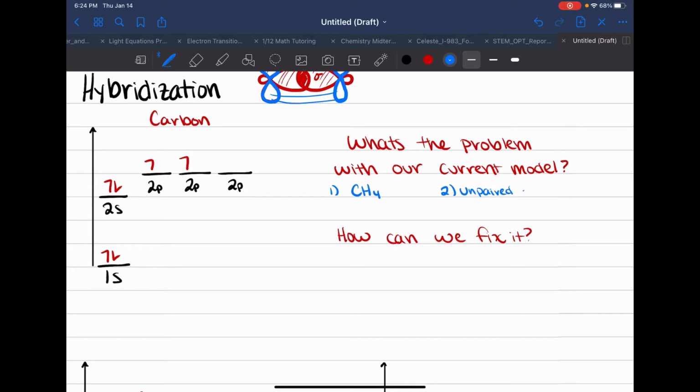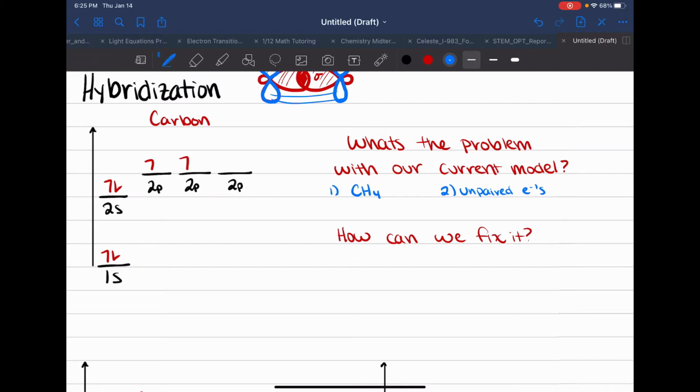All right, I want you to take a second, try this out on your own. What am I trying to get at with this question? What is the problem with our current model, given the two hints? One, that methane exists, so carbon has 4 bonds to hydrogen. And two, that in order to form a bond with another atom, we need to have an unpaired electron. All right, did you figure it out?